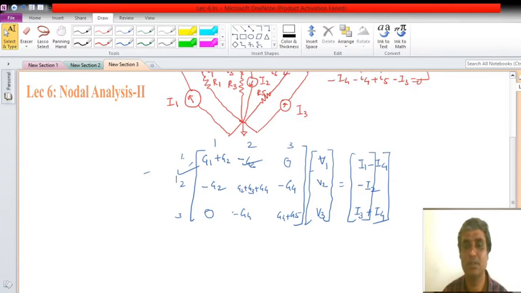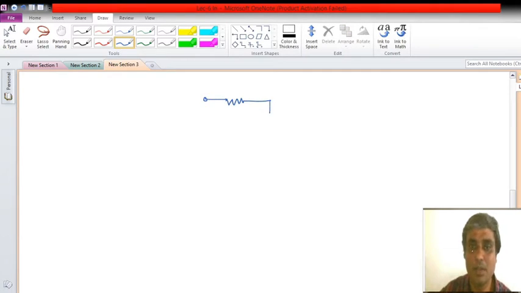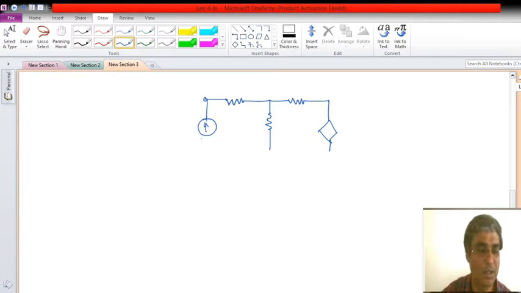Right? With this, there is no issue. Next, I will take one more example, which will consist of dependent sources. Okay, so suppose this is my network. It consists of R1, then this is one resistor, this is another resistor, right? And there will be a dependent current source present over here, and all are connected like this.